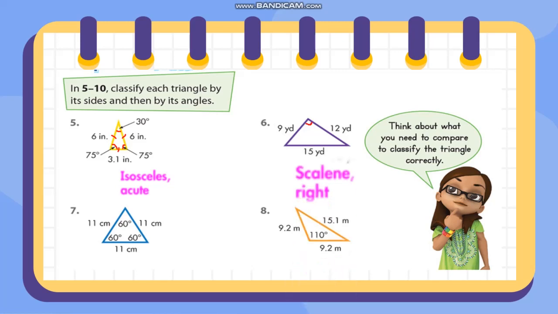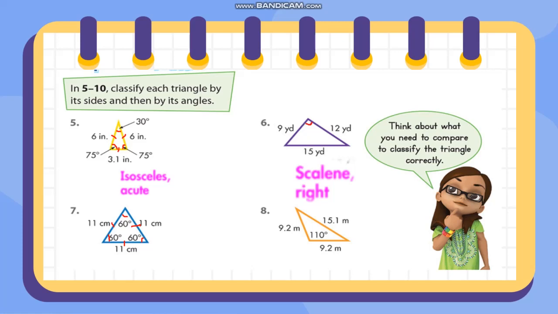Number 7. By its side, we have 11, 11, and 11 centimeters. So all sides are equal. If all sides are equal, that is what we call an equilateral triangle. By its angle, we have 60, 60, and 60 degrees. It means it is less than 90 degrees, and if it is less than 90 degrees, that is acute. So all angles are acute. It means that is an acute triangle.